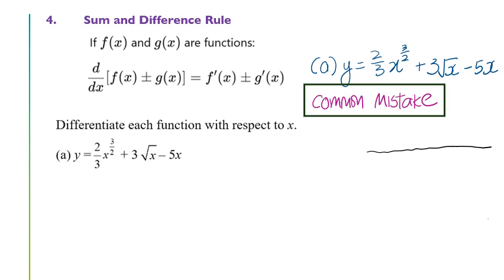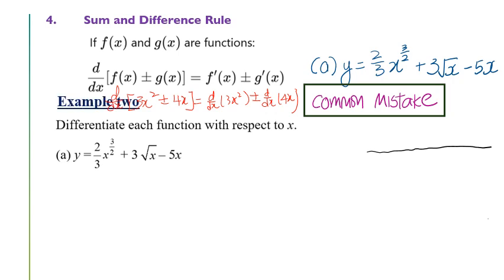For example, if I'm asked to find the derivative of 3x squared plus minus 4x, then I can just find the derivative of 3x squared plus minus the derivative of 4x. But there's one common mistake that I need to remind you folks. The common mistake is this.